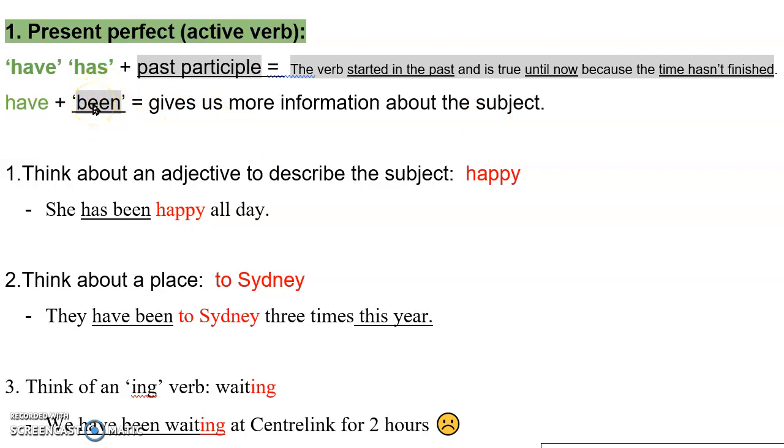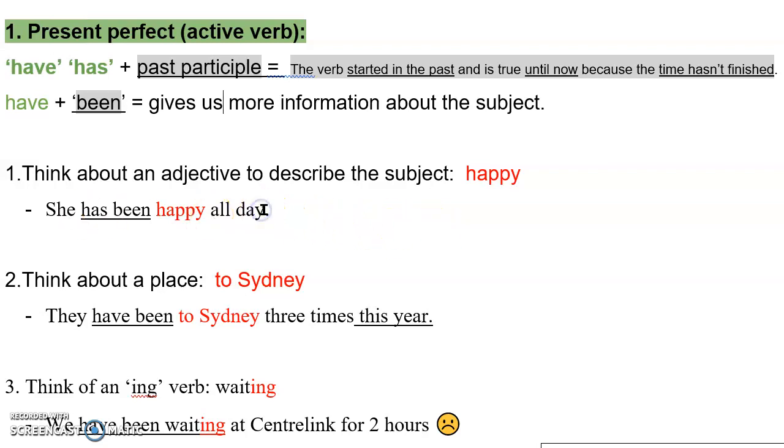So we can put an adjective after our verb to describe our subject. So for example, happy. She is our subject, has been happy all day. So here we have our present perfect, our has, plus the past participle been, and this past participle is a to be verb, which means this adjective is describing our subject, she.